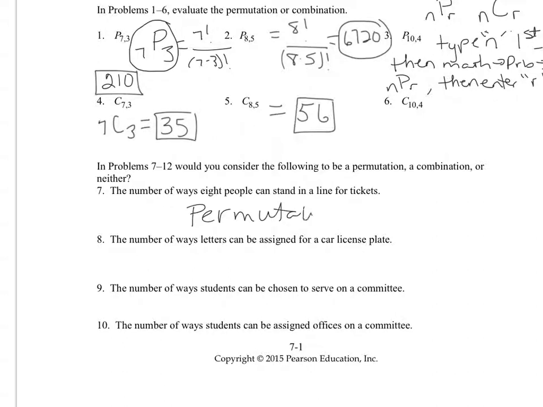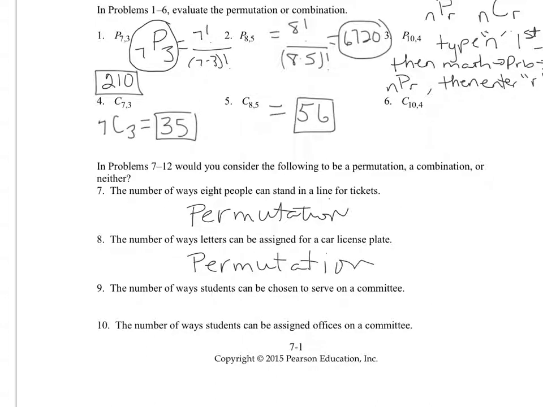Order matters. Now, if you look at the next one, the number of ways letters can be assigned for a car license plate. Do you think order matters on a license plate? If you have CJR as the first 3 letters on your license plate, does that make it different from somebody whose license plate has an R and then a C and then a J? Yeah, those are going to be different. Order matters. That's a permutation.